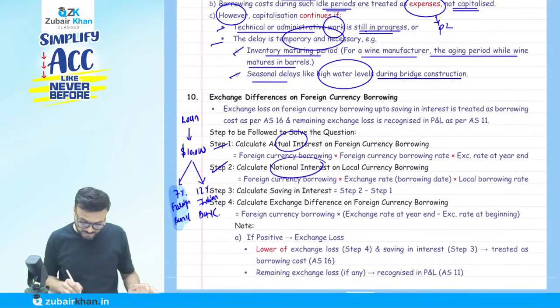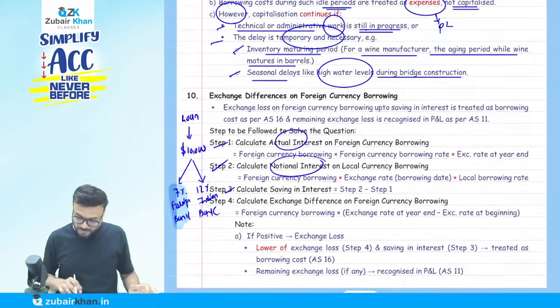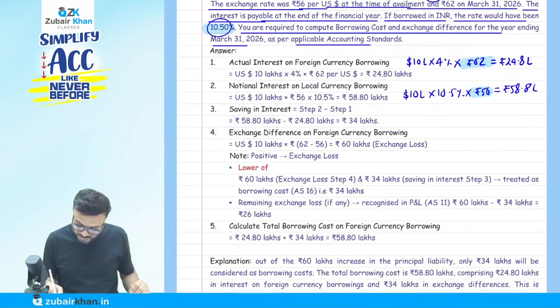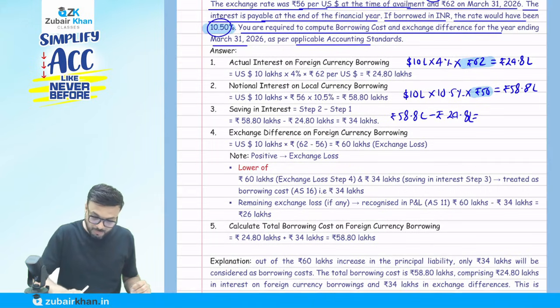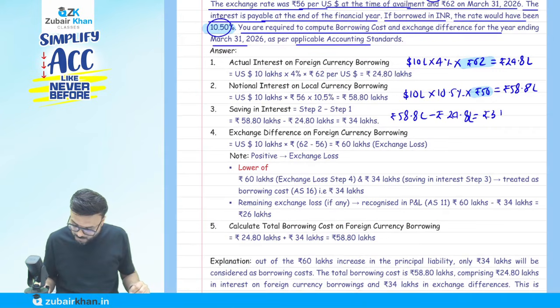The third step is to calculate the saving in interest, step 2 minus 3. So this is the interest I have to pay in India if I took a loan from the Indian bank, 58.8 lakhs. We took a loan from the foreign bank, that is 24.8. So how much is it coming to now? 58.8 minus 24.8. That is coming to 34 lakhs. 34 lakh is the amount of saving that we have.